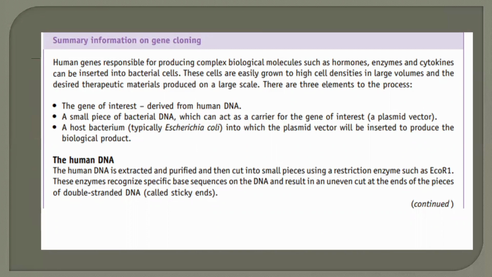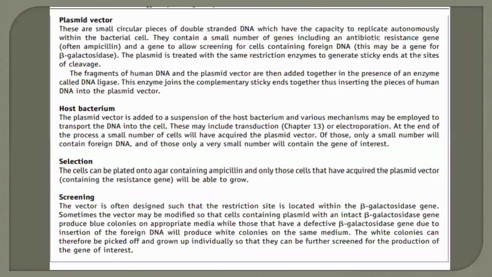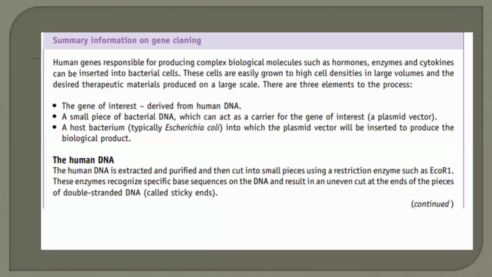We know that basically genes control the biological molecules, and these molecules include hormones, enzymes, and cytokines. Now, these genes, when inserted into a bacteria cell, can grow. Gene cloning involves taking the desired human gene in combination with a small bacterial DNA plasmid factor in the presence of DNA ligase. DNA ligase is the enzyme which facilitates joining of the complementary DNA gene from human and that of the bacteria plasmid factor.